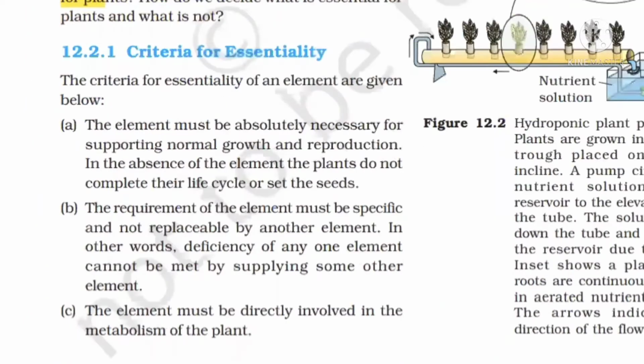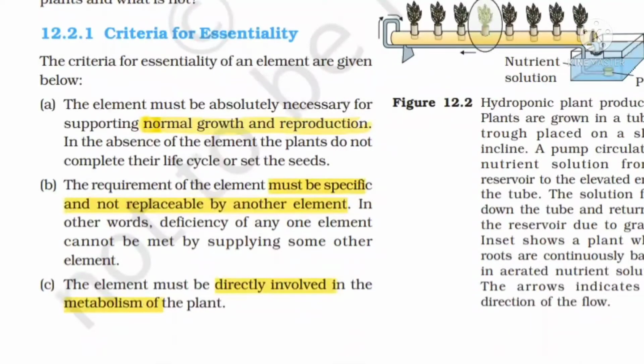Now the first criterion is the element should be necessary for growth and reproduction. Second, it should be specific and it should not be replaceable. Means nitrogen deficiency can be fulfilled by nitrogen only. Third, it should be directly involved in metabolism. If any mineral element is fulfilling all these three criteria, it means that mineral element is essential. Beta, learn this way. Please learn growth and reproduction together. Then the specific point. And third, directly involved in metabolism.